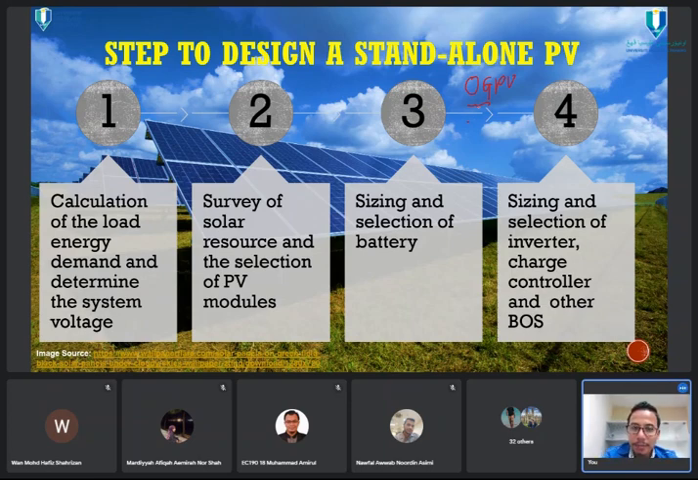Okay. I think these steps for the exam are super critical for us to know. Several parts of this, most people don't have this kind of thinking. The first step is very critical for me. What is that? Calculation of the load energy demand. The keywords here are energy demand and determining the appropriate system voltage. What is the load energy demand?